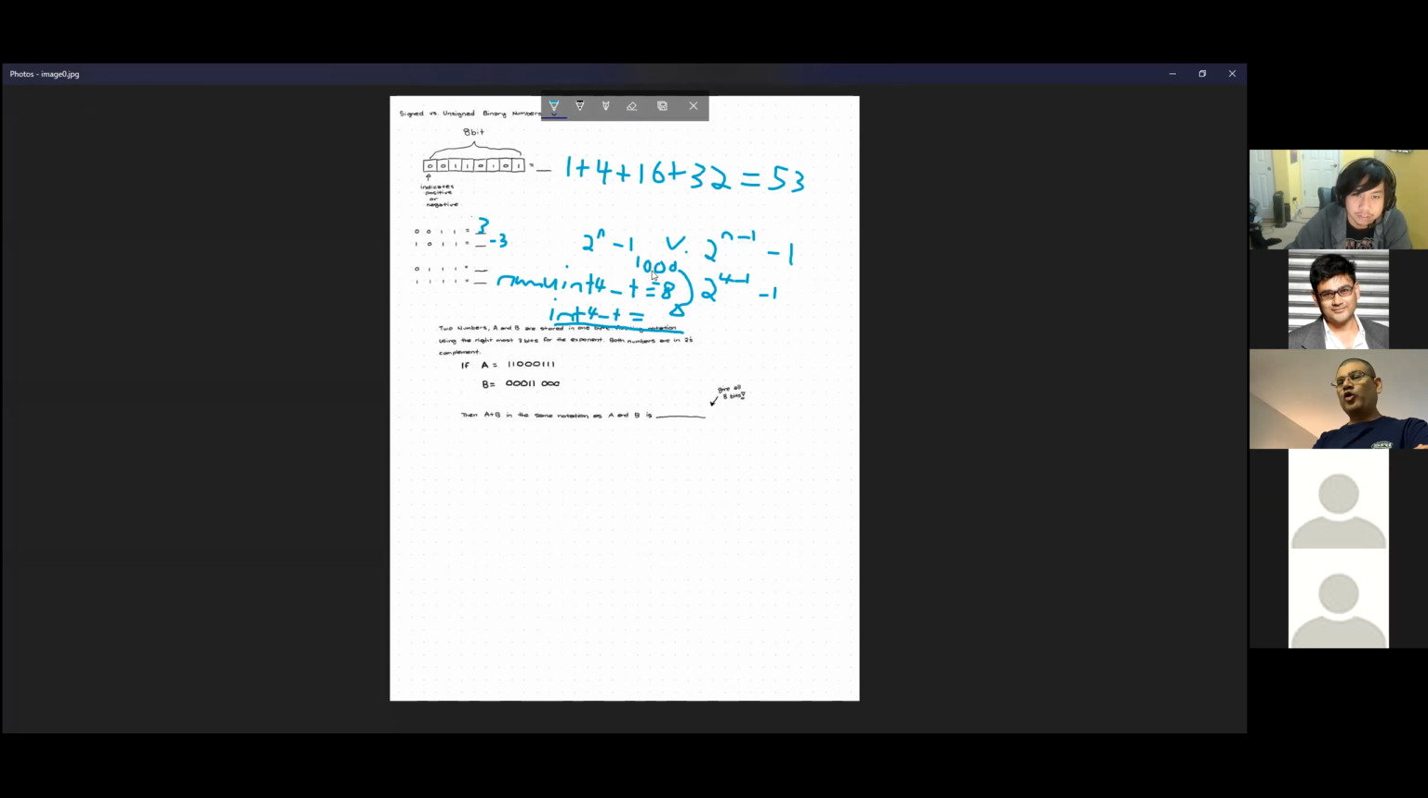Sure. 2's complement is harder than 1's complement. 1's complement is pretty easy. Well, 2's complement is just 1's complement plus 1. Oh, good to know.